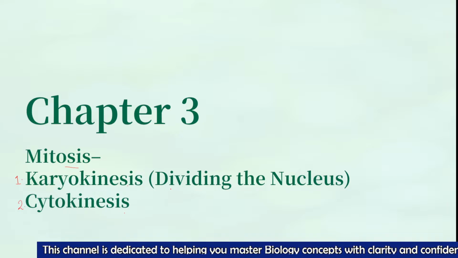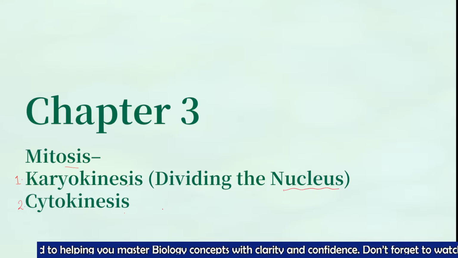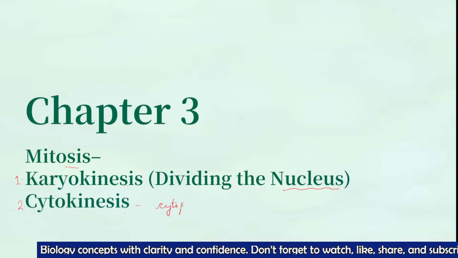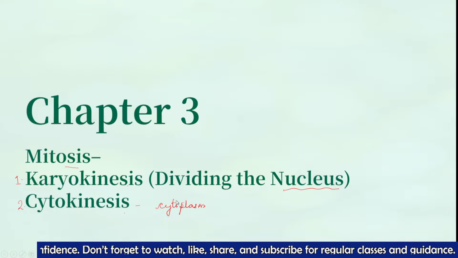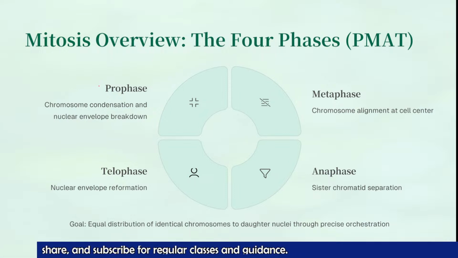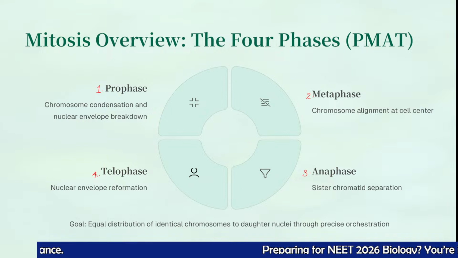What is karyokinesis? It is the division of the nucleus, followed by the division of the cytoplasm, which is known as cytokinesis. Okay, so we will first discuss the different points under karyokinesis. Karyokinesis again consists of four phases: one is the prophase, then metaphase, third is the anaphase, and the fourth one is the telophase.